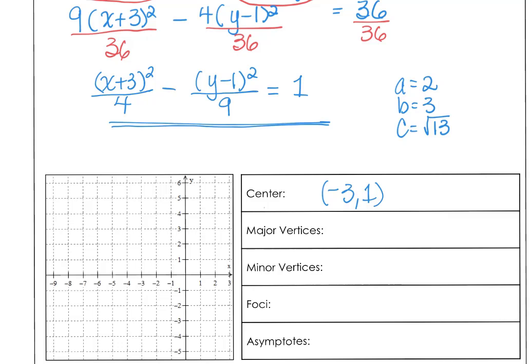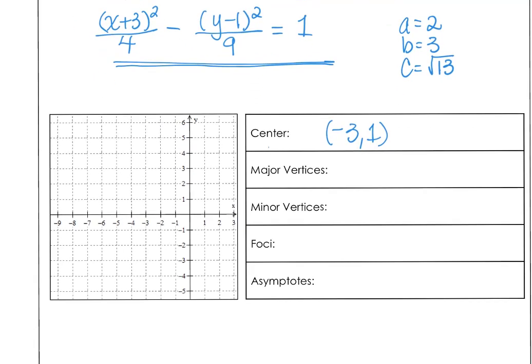So putting this together on our graph paper, we have a center at -3, 1, and we have a values that are 2 units right and 2 units left, and b values that are 3 units up and 3 units down. And we'll draw that boundary box around the center and through the vertices, and then create the diagonals for our asymptotes to help us draw the branches correctly.